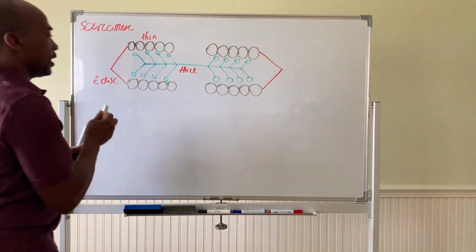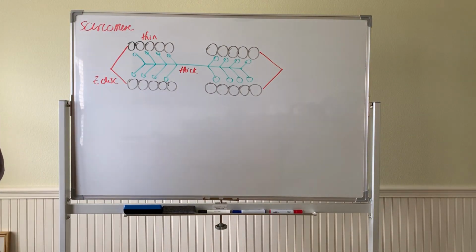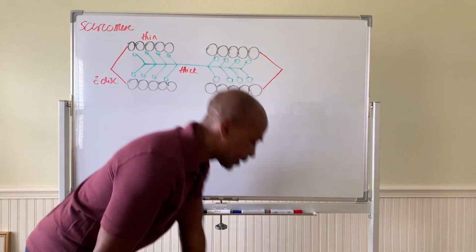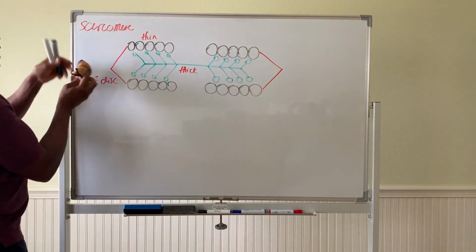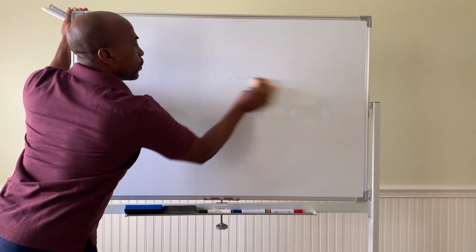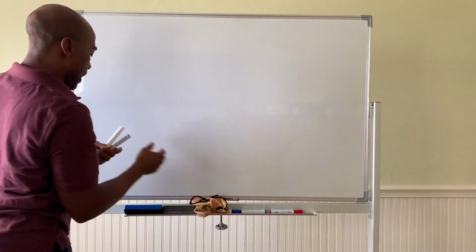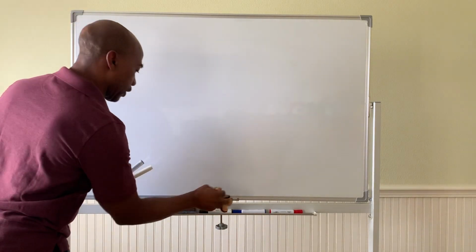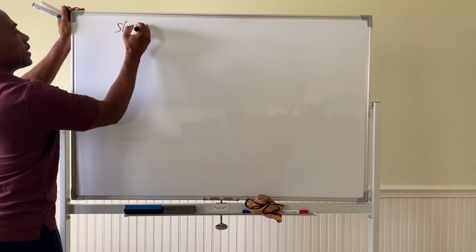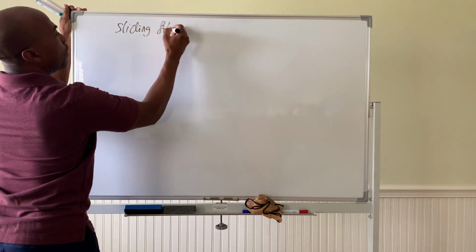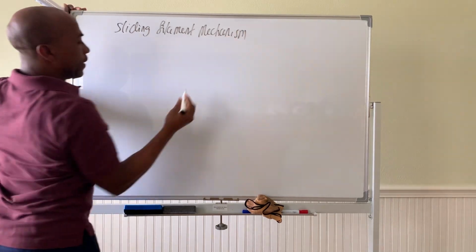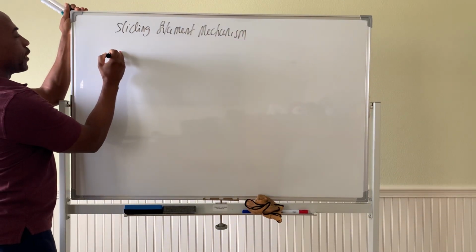Okay, so these next steps that we will discuss is what we call your sliding filament mechanism. All right, so let us erase and start again. So we're going to discuss how the thin and thick myofilament interact with one another. Okay. So to begin with, this is called your sliding filament mechanism.